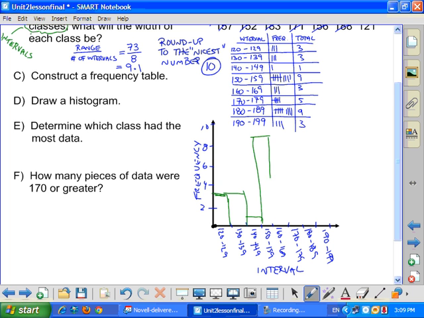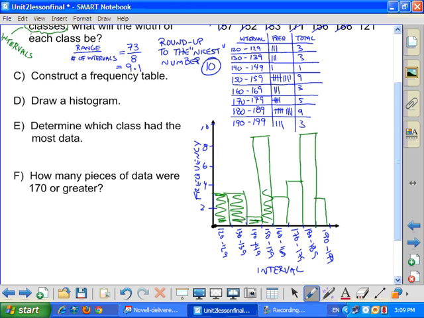Again, you'll have nice graph paper to do this on. 3, 5. So that's going to be about there. 180 to 189, and 9 again. And then it finishes with a 3. So there we go, there's our histogram.